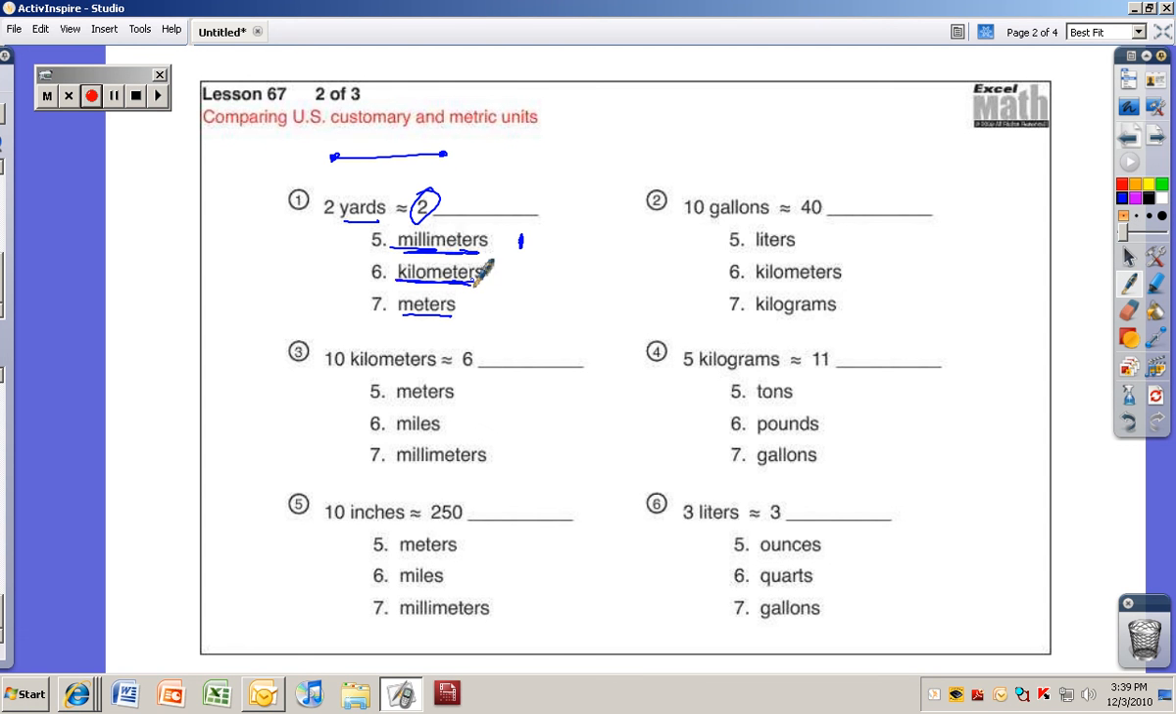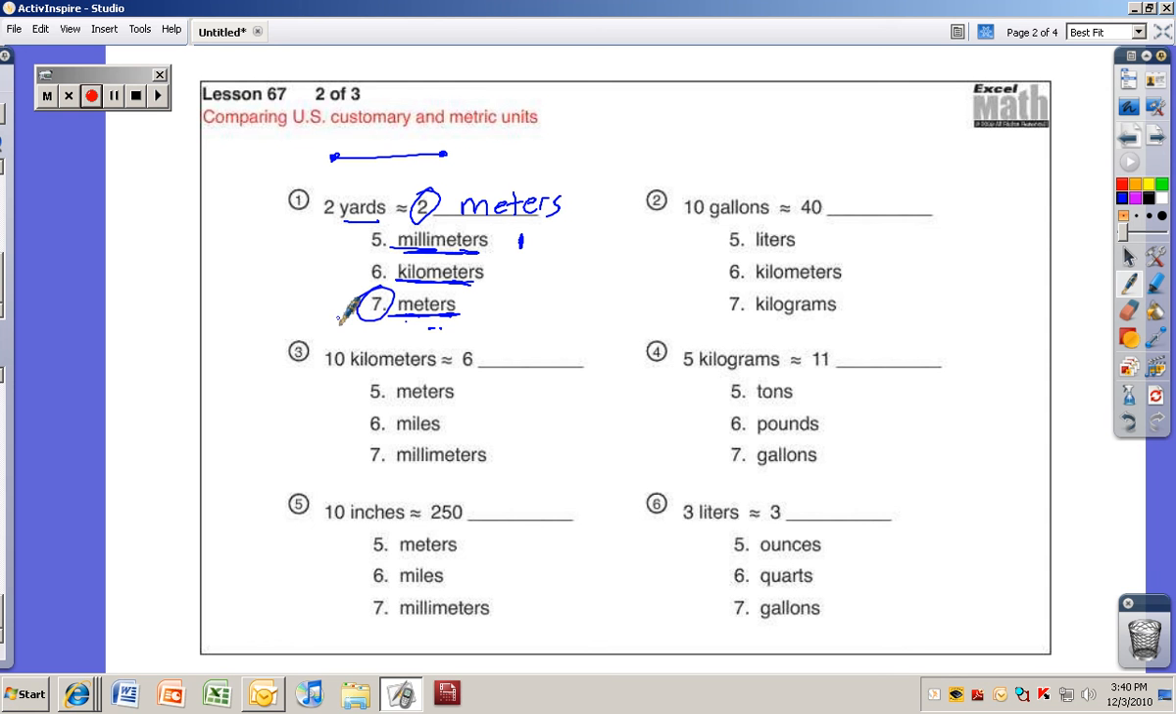Kilometers, remember those are a little over a half a mile. 2 yards, nothing like 2 half miles. Yards are equivalent to meters, they're pretty close. So 2 yards is about 2 meters. Right, studio audience? Yes, okay, good. So the answer is 2 meters, you'd pick 7.